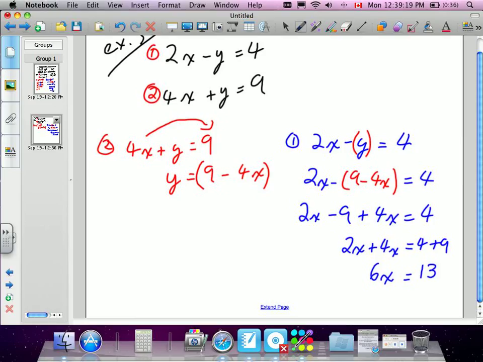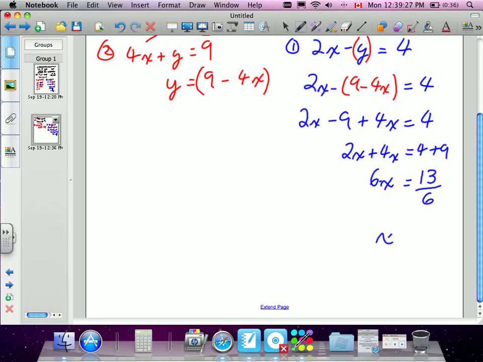And finally, I'm trying to solve for just x. So that means I need to divide, because this says 6 times x. When I bring the 6 to the other side, I'm going to have to divide by 6. So I'm left with x is equal to 13 over 6. So if you guys notice, like I said before, I don't have a whole number. You can write this as a decimal.